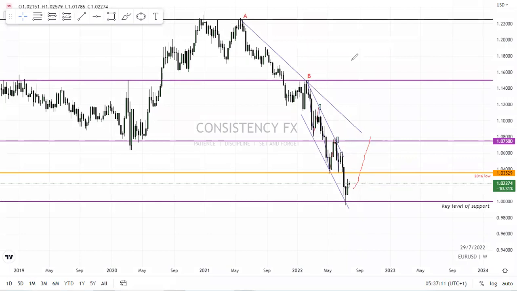And that's why you want to take note of every level of previous support, because they are likely to become resistance now, and take note of levels of previous resistance because they are likely to still act as resistance. You can see it acted as resistance here. It's likely to act as resistance again and then push price lower. So that is that for that.